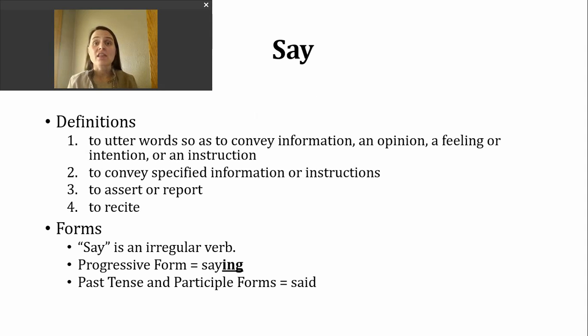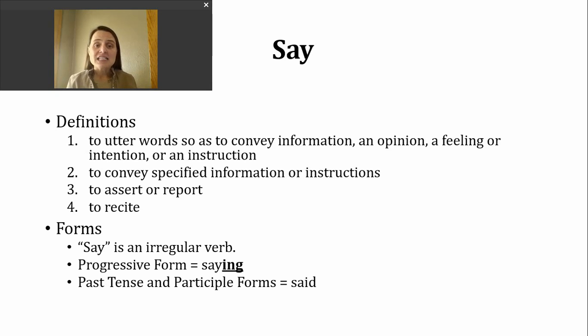The first way the verb say is used is to mean to utter words in order to convey or share information or an opinion, a feeling, or an intention, or an instruction. A second way the verb say is used is to mean to convey specified information or instructions.